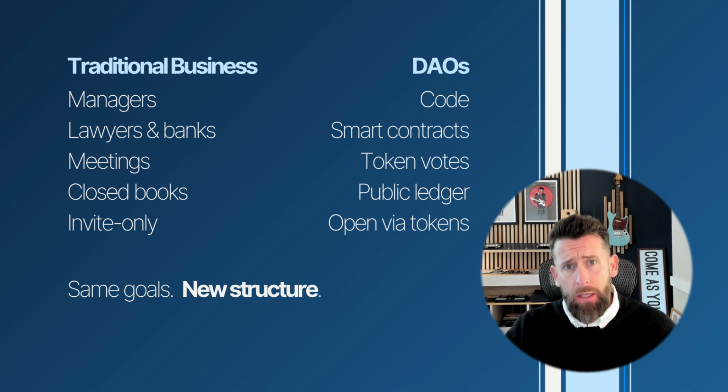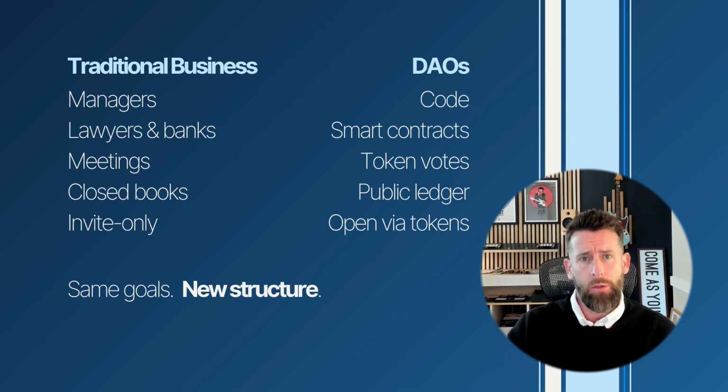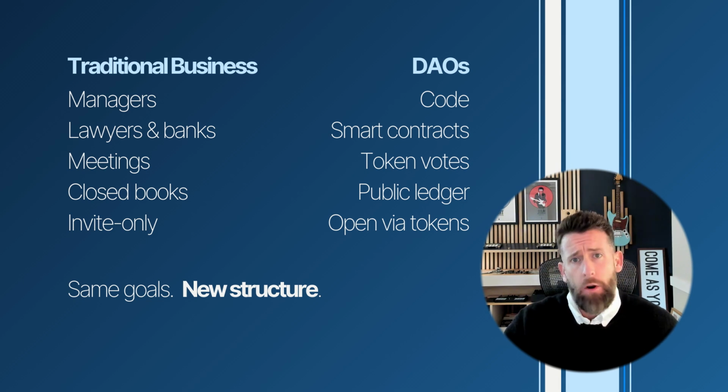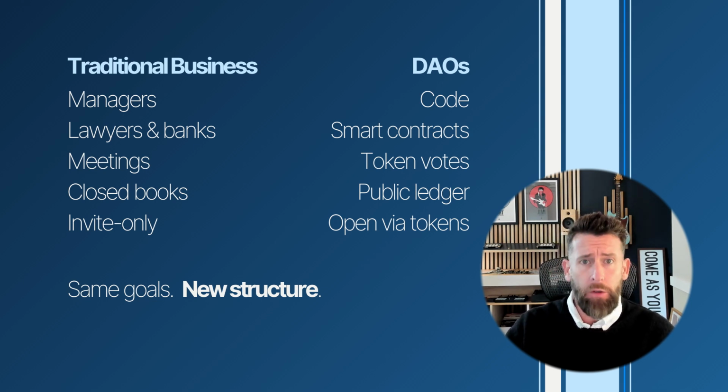Decisions in a company, those are mostly made behind closed doors. In a DAO, token holders vote, and the smart contract runs the results. Finances in a company, quarterly reports if you're lucky. In a DAO, every transaction is on the blockchain. It's going to be public and it's going to be verifiable.